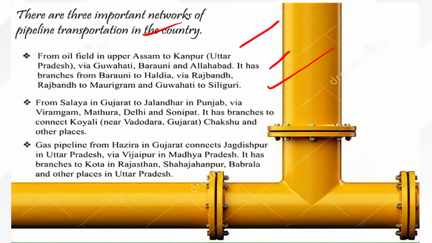From Salaya in Gujarat to Jalandhar in Punjab via Viramgam, Mathura, Delhi, Sonipat. It has branches to connect Koyali near Vadodara, Gujarat, and Chaksu and other places. The gas pipeline from Hazira in Gujarat connects Jagdishpur in Uttar Pradesh via Vijaypur, and in Madhya Pradesh it has branches at Kota, Rajasthan, and Shahjahanpur, Babrala, and other places in the Uttar Pradesh state.